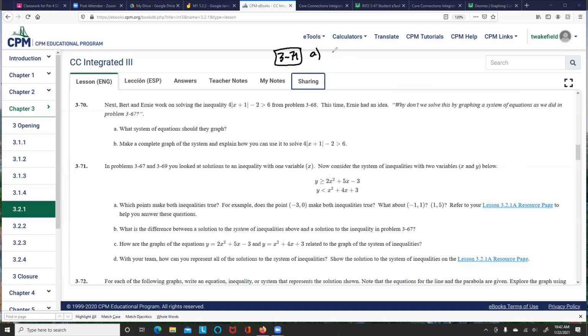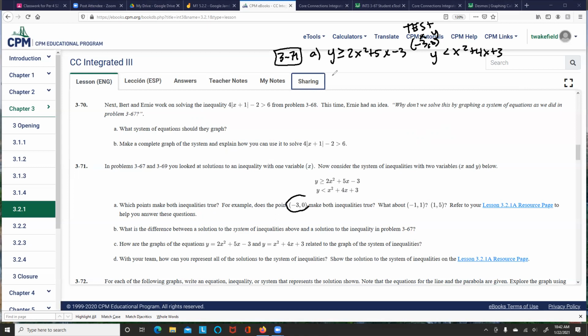So our inequality is y is greater than or equal to 2x squared plus 5x minus 3, and y is less than x squared plus 4x plus 3. Okay, we are going to test -3, 0 to see if it's a solution. So we're going to plug in -3, 0 into both of these, not just one of them. They have to work in both. This is my x, this is my y.